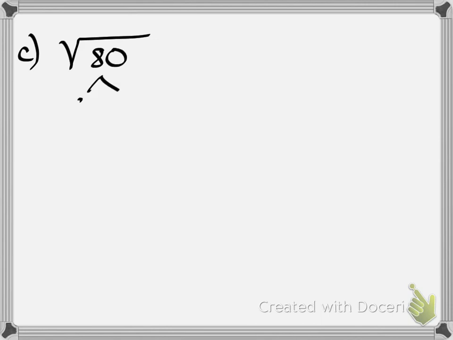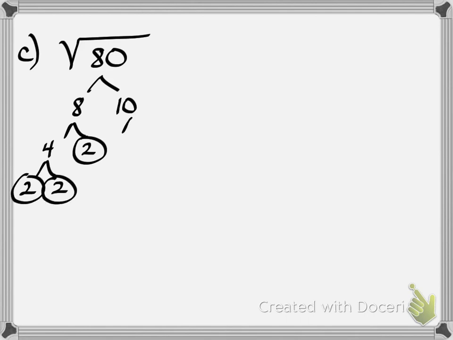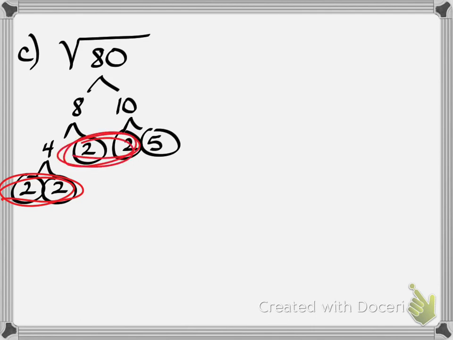I'm going to break 80 down because it's not on my perfect square chart. Every time I get down to a prime number, I circle them. And then it's only the circled numbers that I look at. And then I say, ooh, there's a pair of 2s. There's another pair of 2s. Multiplication is the name of the game here. So that 2 comes out and this 2 comes out, with a 5 left over. I wouldn't normally write the 2 and the 2. I'd write just 4 square root of 5.